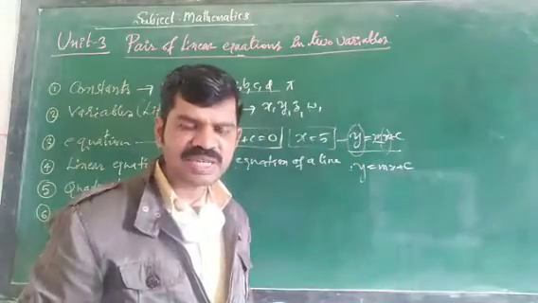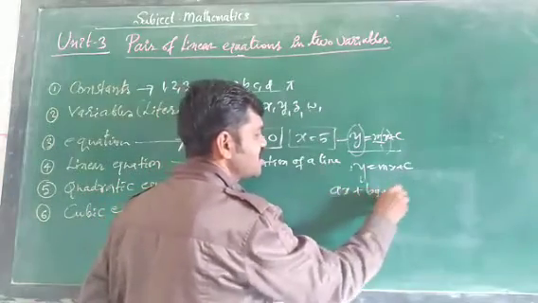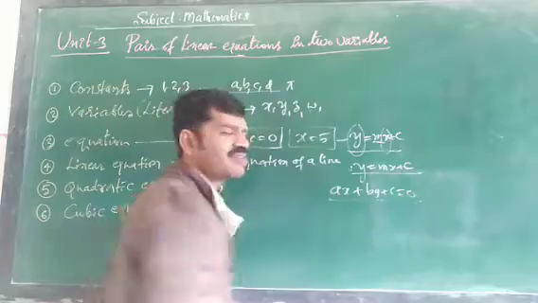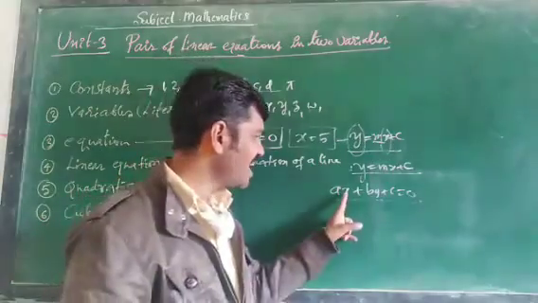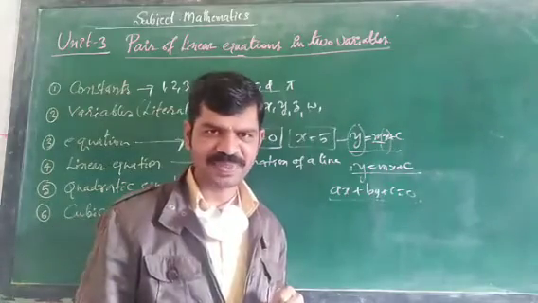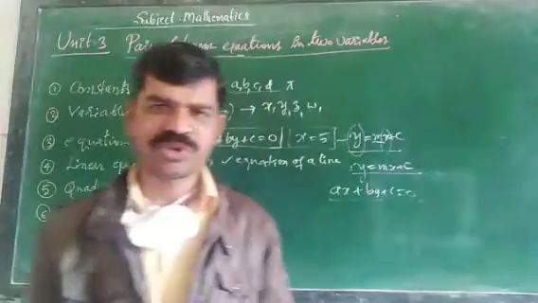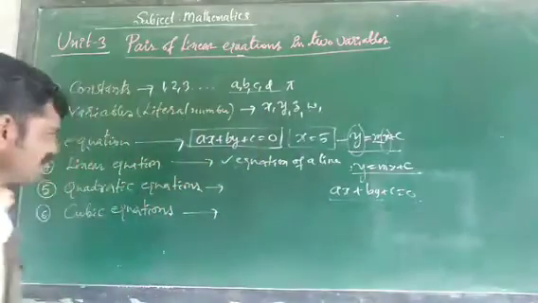Nowadays we also use the equation of a line as ax plus by plus c is equal to 0. Both are equations of a line. Here x and y are two variables. So this is all about linear equations, and now we are going to see the quadratic equation.